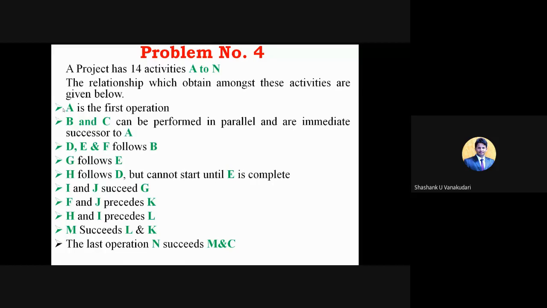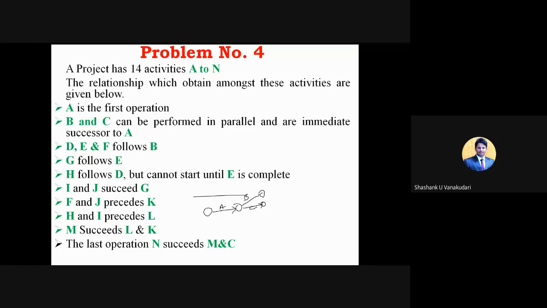A is the first operation; B and C can be performed in parallel and are immediate successors to A. So here I can randomly draw the first condition: A is the first activity, so I can start in this way. Now B and C can be performed in parallel, meaning they are concurrent activities and immediate successors to A. So after completion of activity A, B and C can start.